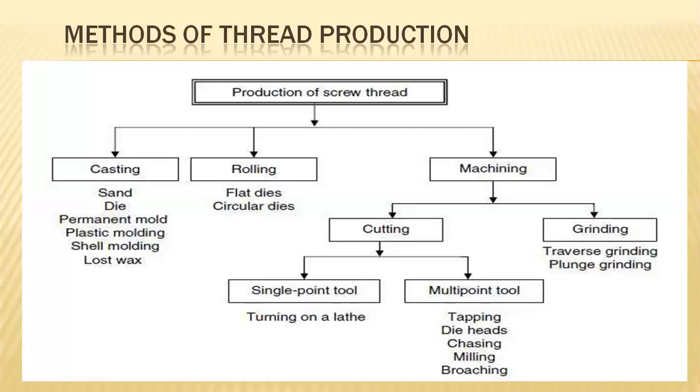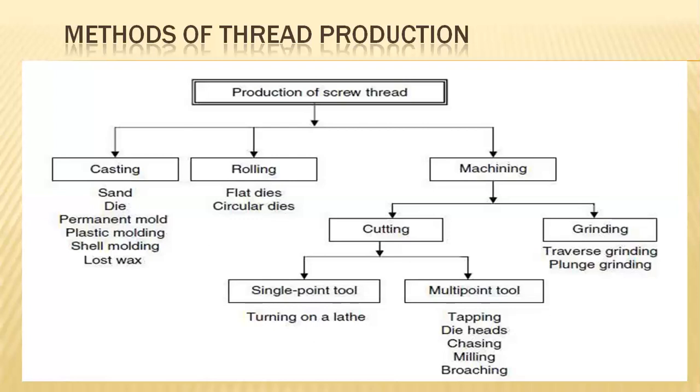Coming to the different methods we have for thread production. The production of screw threads is subclassified into 3 groups. First, threading by the casting process. Second, threading by the rolling process. And third, cutting threads by the machining process.